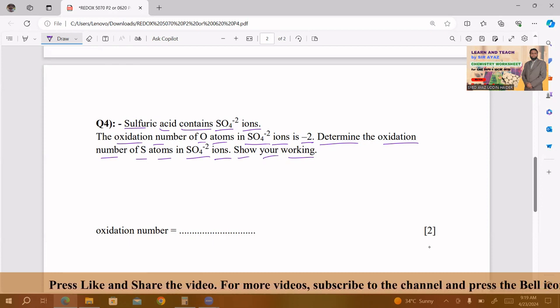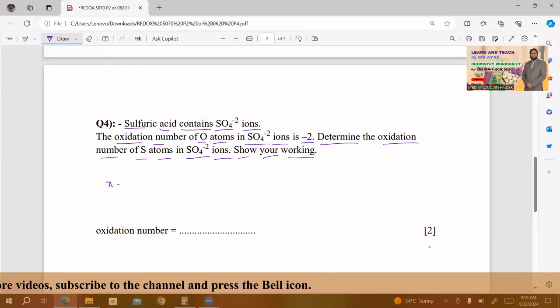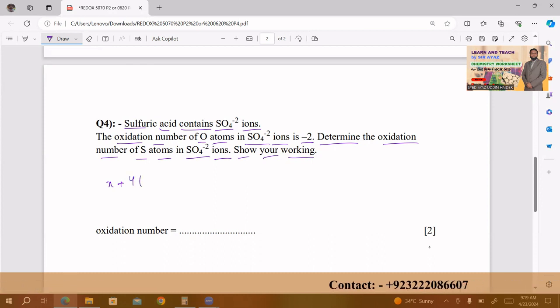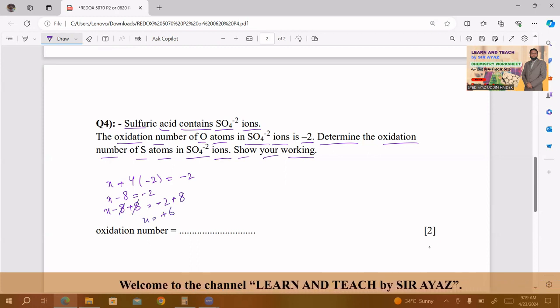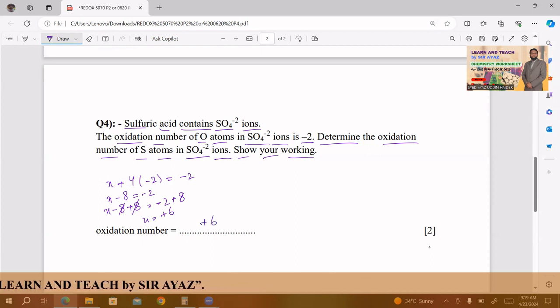So for S I am writing x plus, we have 4 atoms of oxygen, so I will write 4, multiplied by the oxidation number of oxygen, which is minus 2 here. Overall charge is minus 2. x minus 8 is equal to minus 2, or x minus 8 plus 8 is equal to minus 2 plus 8. So x becomes plus 6. So the oxidation number must be plus 6.